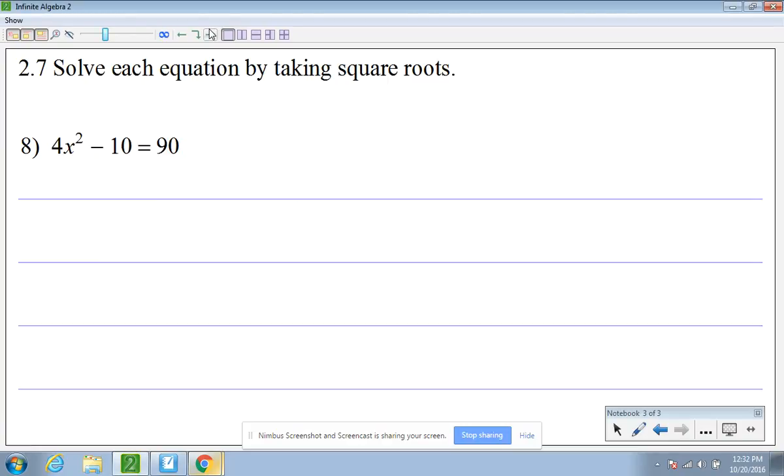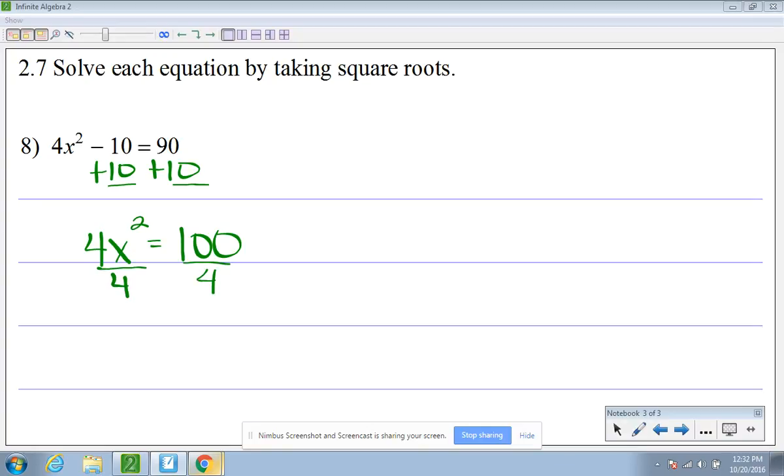Okay, again, we need to isolate our variable that's being squared. So we're going to add 10 to both sides. So we have 4x squared equals 100. We're going to go ahead and divide by 4 on both sides. So x squared equals 25. And then take the square root.